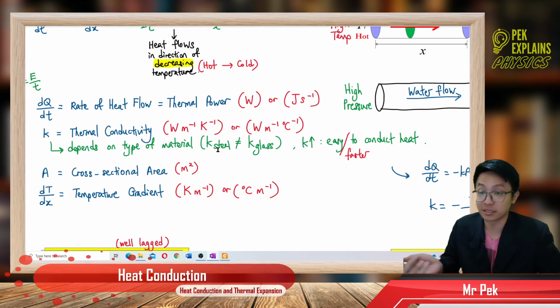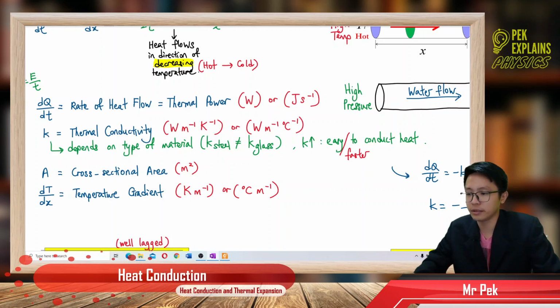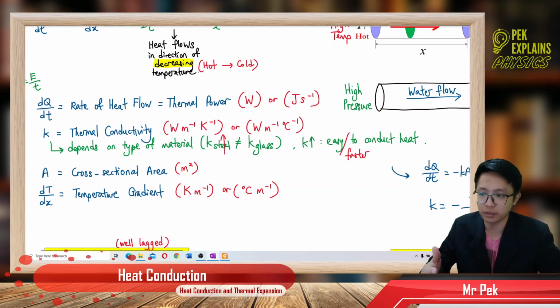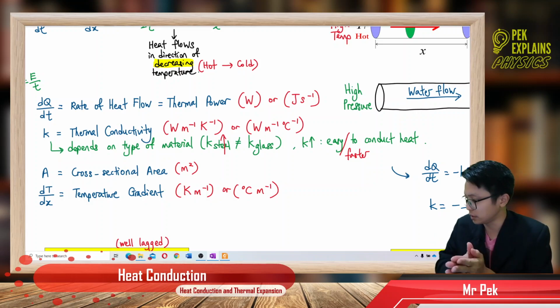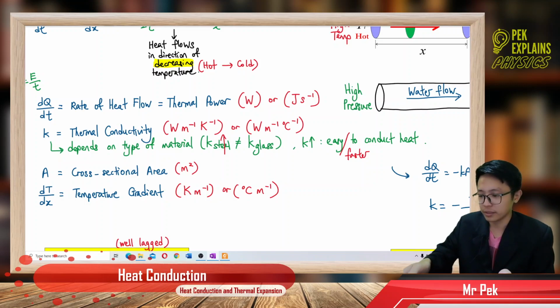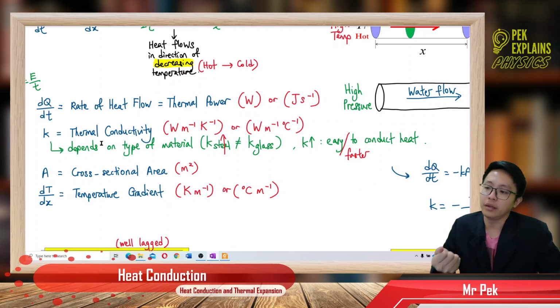Some materials conduct heat faster, some materials conduct heat slower. For example, like steel. Steel has very high thermal conductivity. If the pan or the wok is made of steel, when you heat it, in a short time it becomes very hot because steel has high thermal conductivity. Very fast, it becomes hot, because this material is very easy to conduct heat.